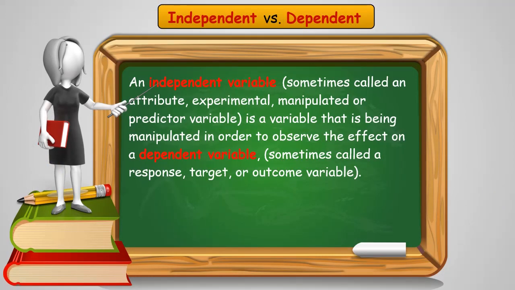And finally, independent versus dependent. The independent variable is usually called the experimental variable, manipulated, or predictor variable. It's a variable that is being changed in order to observe the effect on the dependent variable, sometimes called the response or the target. For example, if I wanted to measure a person's strength as they get older, the age would be the independent variable, and the dependent variable would be their strength that I'm measuring.